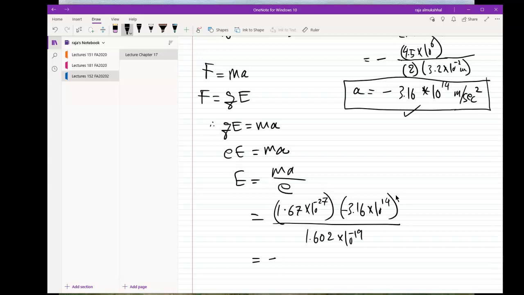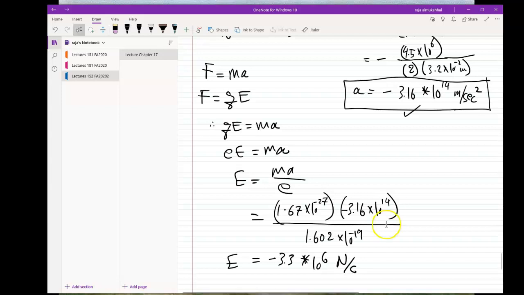So I do that: 1.67 times 10 to the negative 27 divided by 1.602 times 10 to the negative 19. Answer, negative 3.3 times 10 to the 6 Newton per Coulomb. And there we go. Got it?